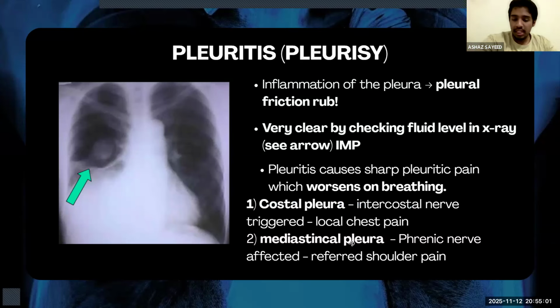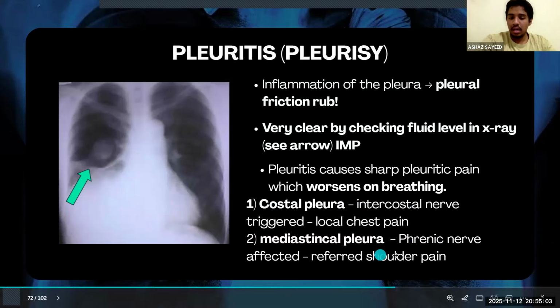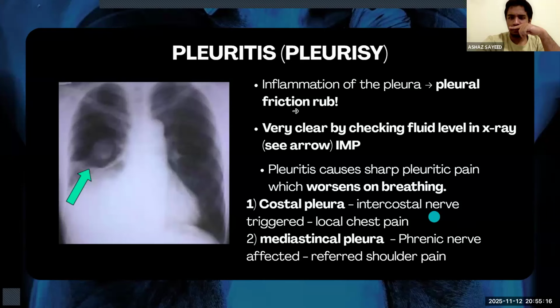Now, mediastinal pleura, phrenic nerve is affected. Oh yeah, the thing I had a doubt about before. The phrenic nerve is affected, and then you have referred shoulder pain. I remembered this. Phrenic nerve is affected, you're going to have referred shoulder pain. I think that's it. Do you guys have any questions about pleuritis?